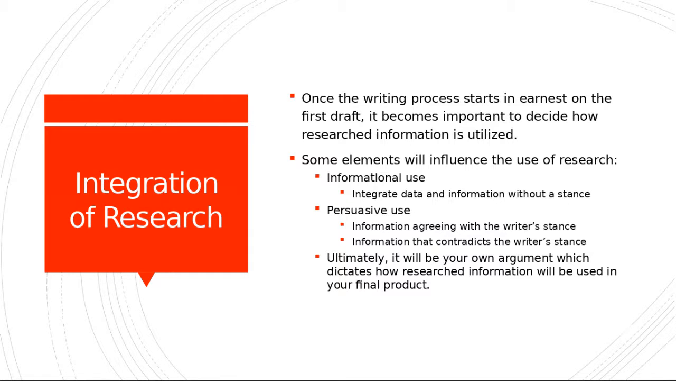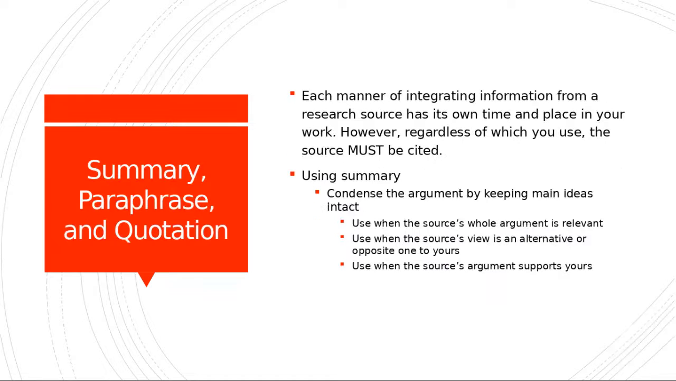If you're using it for persuasive use, you're going to want information that agrees with your stance, so that you can have a sense of support when you're writing about it. You have some further reasoning that will help prove your point. Also, it could be information that contradicts the writer's stance if it's something that you need to refute. Ultimately, it's going to be your own argument which dictates how research information will be used in your final project. Those are the main ways that you can use research information.